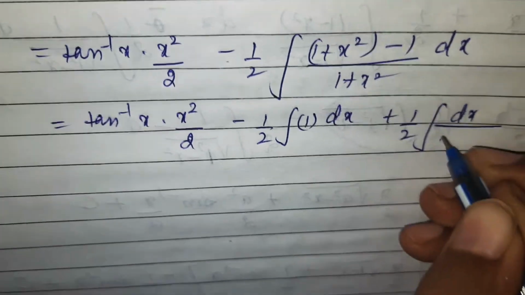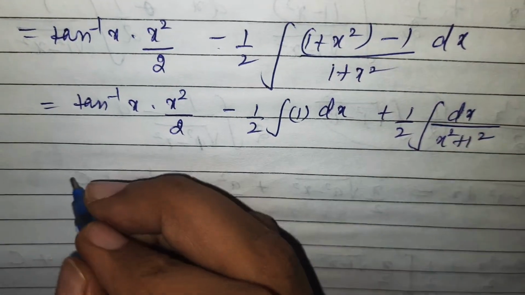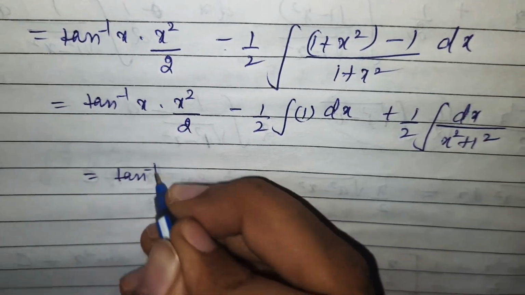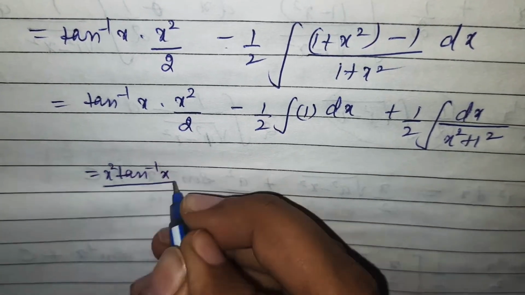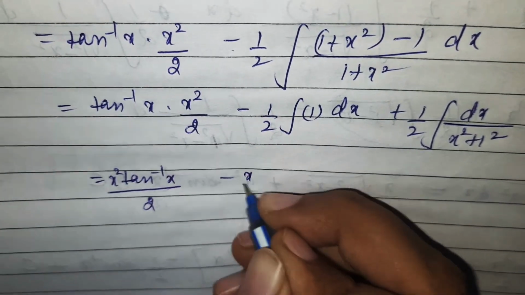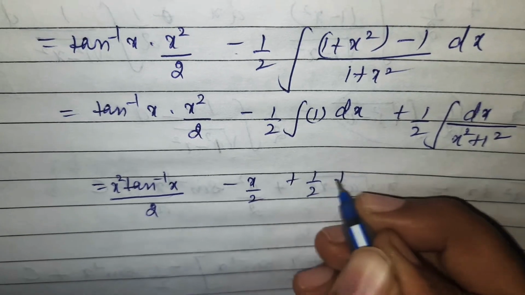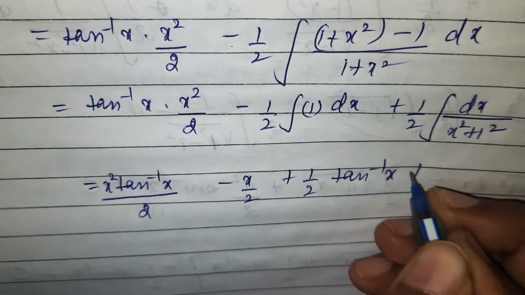Here we can apply the formula for 1 upon x square plus a square. So final answer is tan inverse x into x square by 2 minus x by 2 plus 1 by 2 tan inverse x plus c.